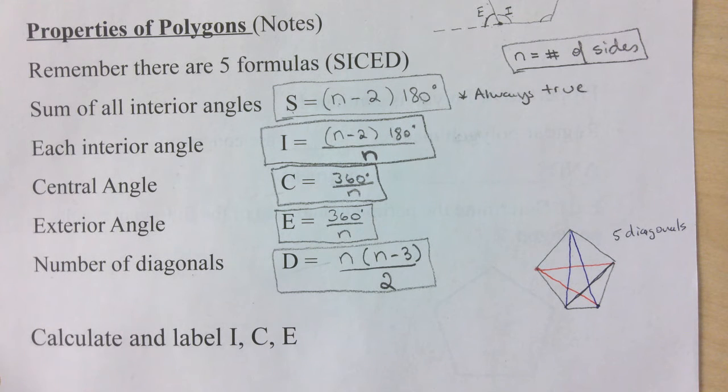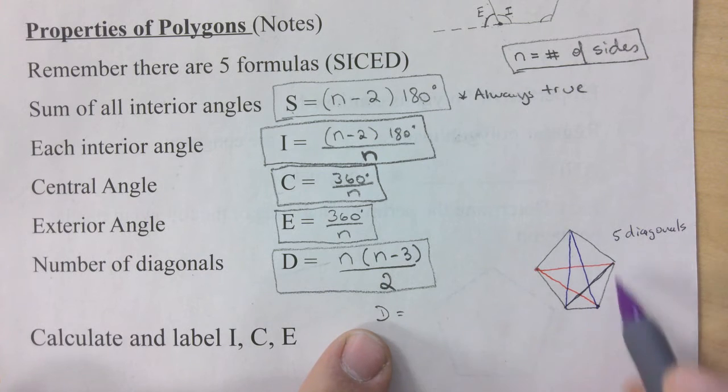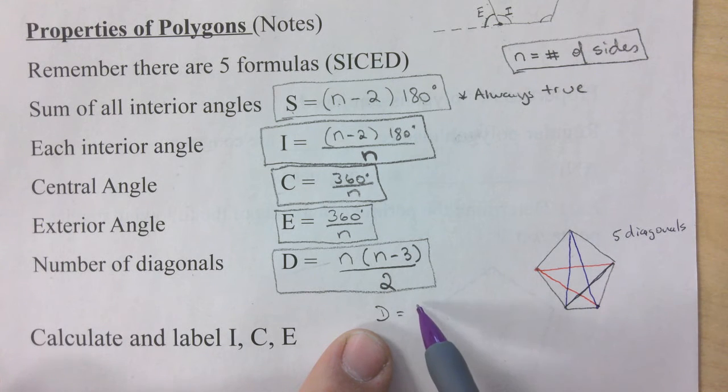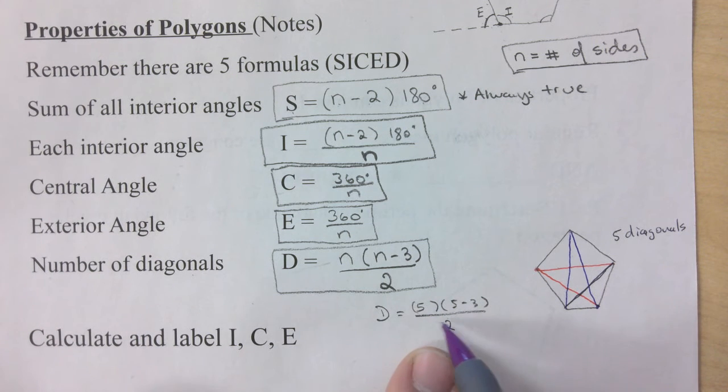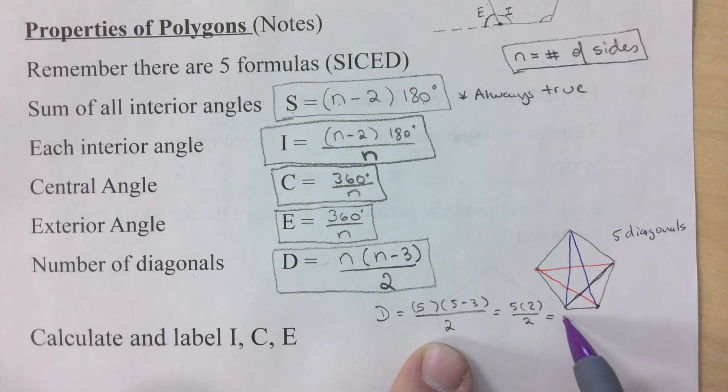If it is a hexagon, 6 diagonals, no, that's not true. And we will do that. But let's just try those formula ones here. To find the number of diagonals without drawing them, we'd go 5 times 5 minus 3, because we're talking about a pentagon, so every n is substituted with that. So that'd be 5 times 2, because this turns to 2, and divided by 2, which is 5 times 2 is 10, divided by 2 is 5.